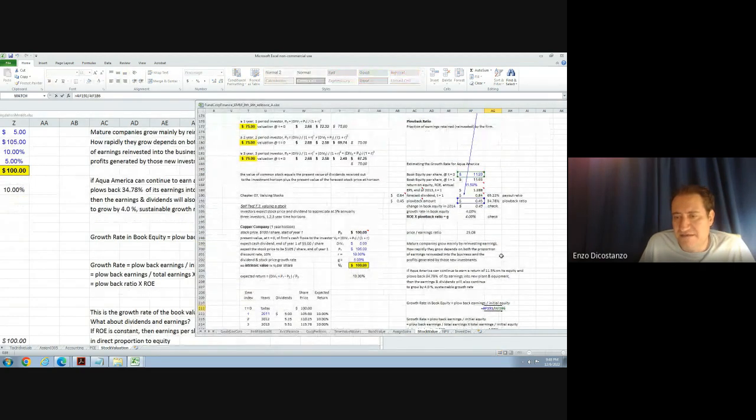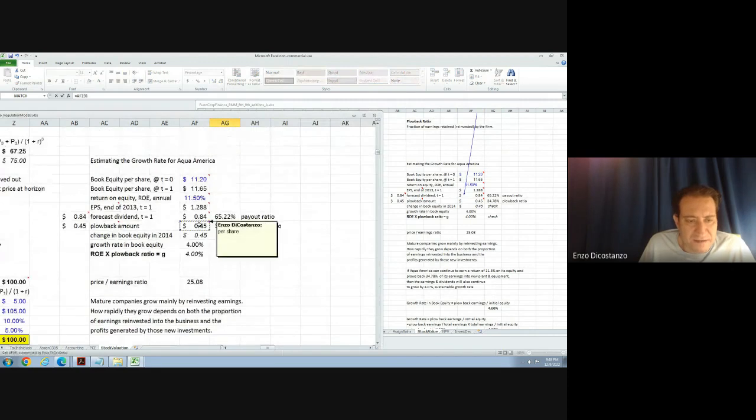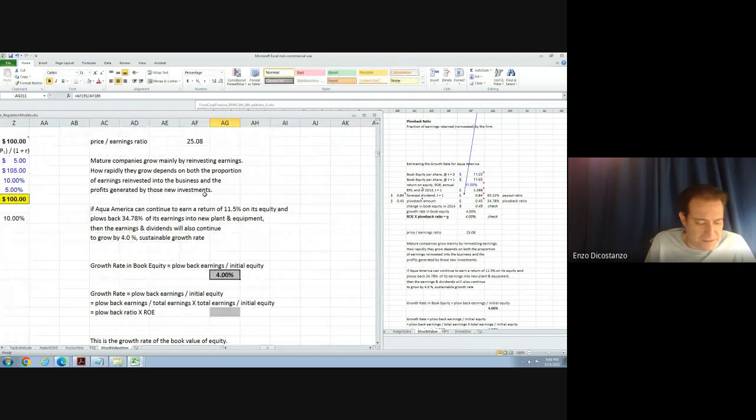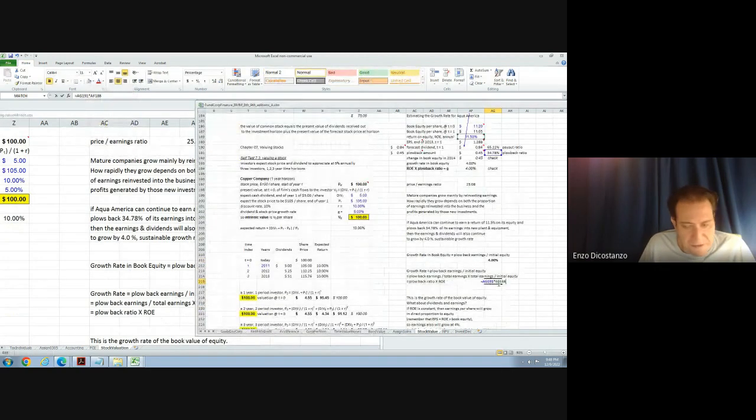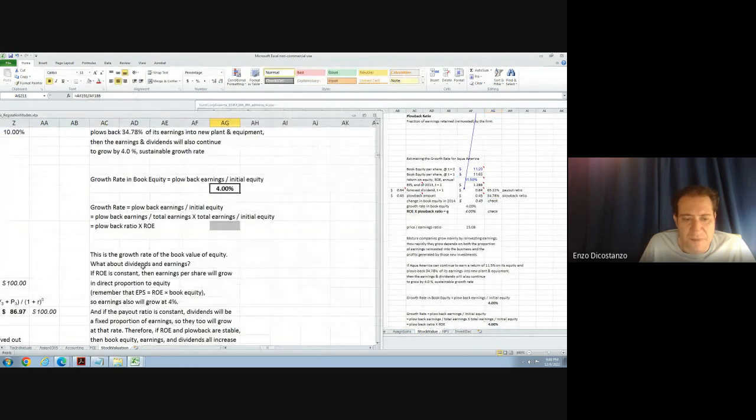This is the earnings, the plowback divided by the initial equity. That's how you get your 4%. And this other piece here is the plowback times the ROE.